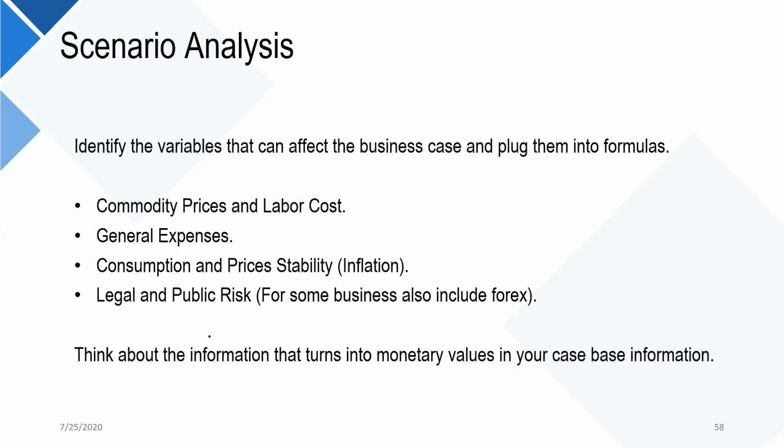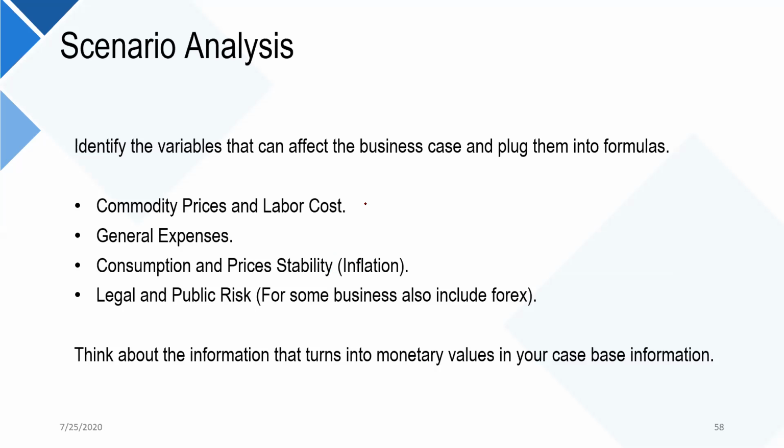That's the first step. Second step is, now that you have all the information, you need to identify the variables that you're going to be changing. And the way you identify those variables is by the information you think is going to be important to change for you to evaluate the different scenarios. And I have some examples here.